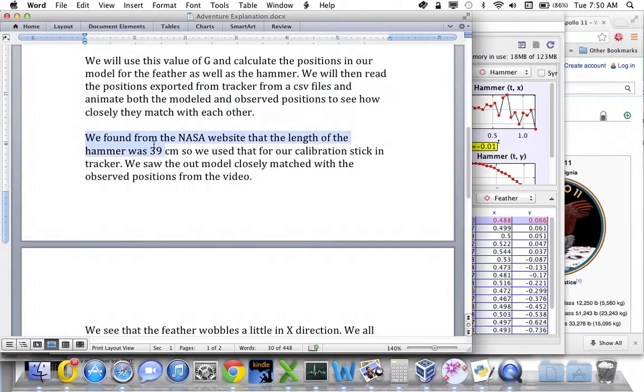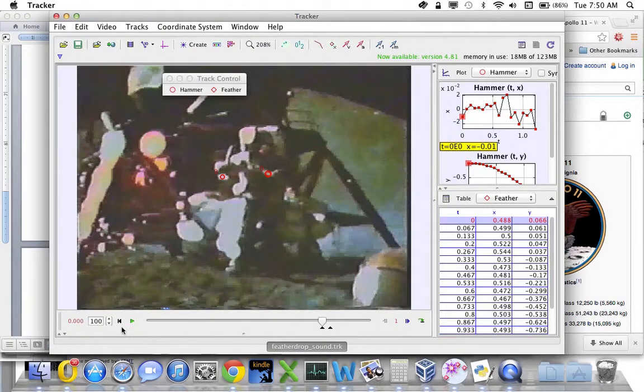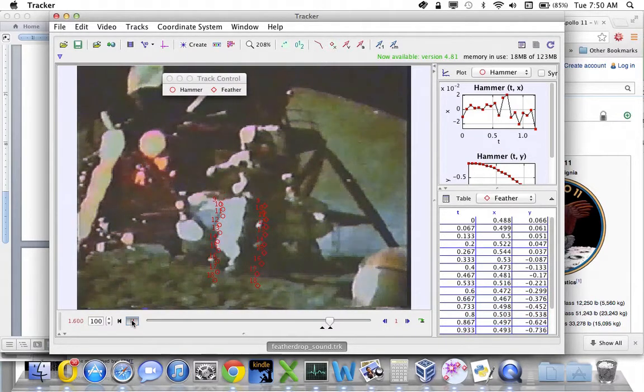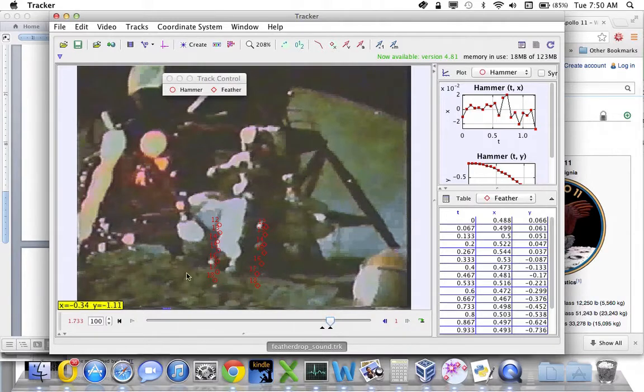We found from NASA's website that the length of the hammer was 39 centimeters, so we used that for our calibration stick in the Tracker. We saw the model closely matched with the observed positions from the video. Now we're going to show you the video in Tracker and the graph we acquired from it. This on the right side is the feather, and on the left side is the hammer. As you can see, they both hit the ground at the same time.